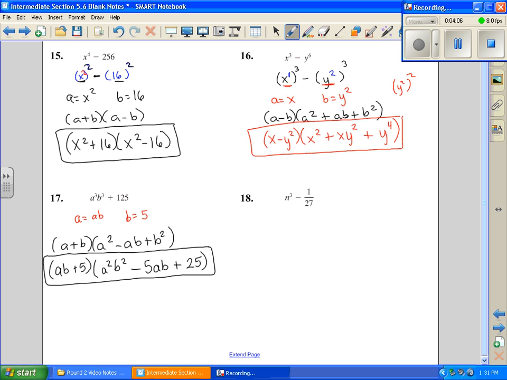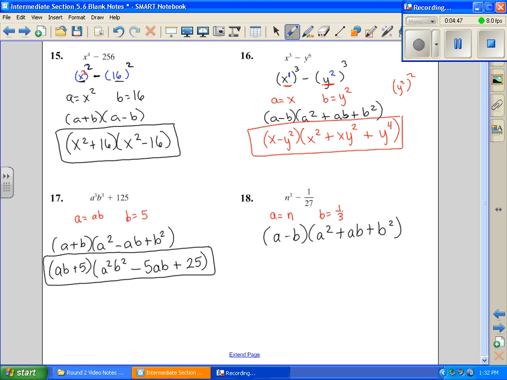Alright, and then our last problem is going to be, it's a cube, okay, a difference. Now this fraction, 1 can be cubed and 27 can be cubed, so just because it's a fraction, don't let it throw you off. This is still a difference of perfect cubes, so I'm going to use my difference formula, which is right above this one. We used it in number 16, a minus b, a squared plus ab plus b squared. Alright, I'm going to come back up here. I'm going to say my a is n, and my b is 1/3.